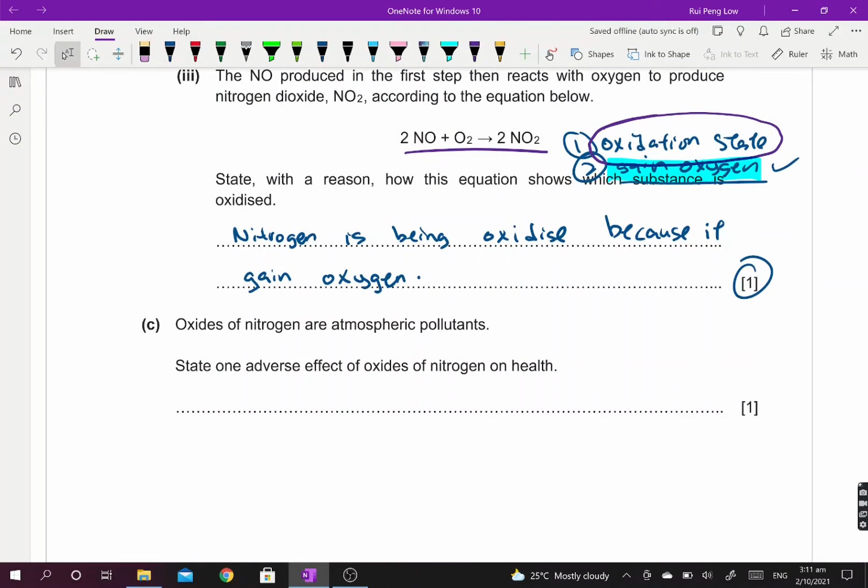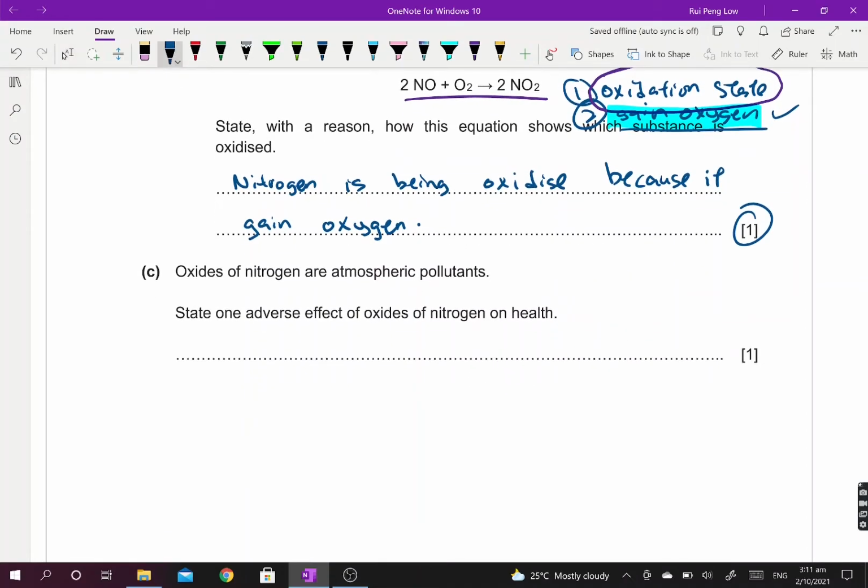Okay, part C. Oxides of nitrogen are atmospheric pollutant. State one adverse effect of oxides of nitrogen on health. Okay, so take note, they say adverse effect on health. That means you cannot talk about things like acid rain, etc. You cannot talk about anything relating to the environment. You can only talk about how it affects the health. So how oxide of nitrogen affect health is that it irritates the eyes, okay, or lungs, whatever.